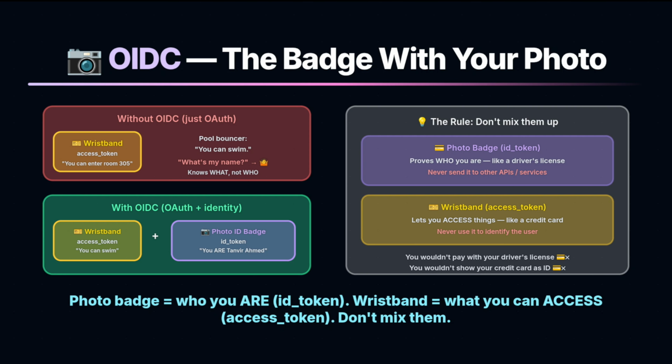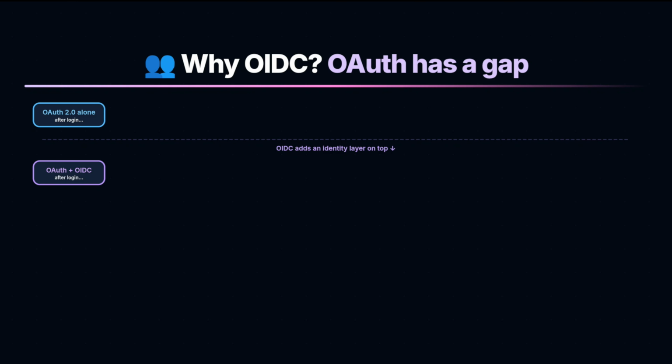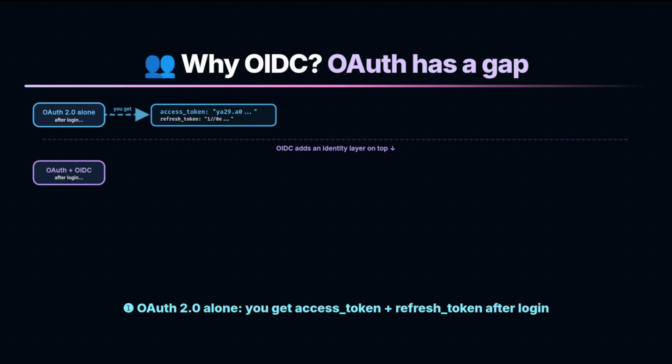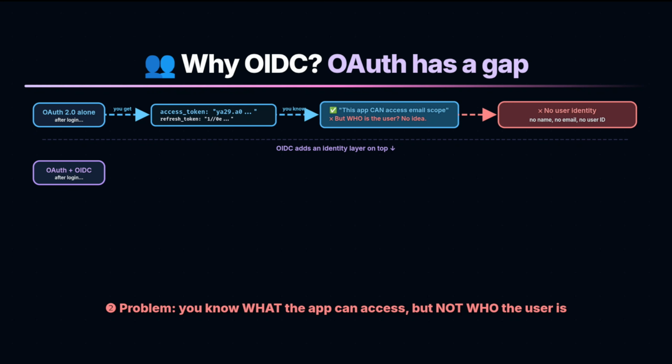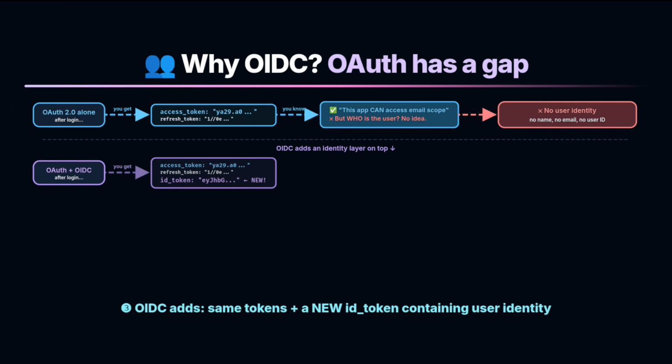How does it work technically? After OAuth 2.0, you log in and you get an access token. You know the app is allowed to access the user's email scope, but you don't know the user's name, anything about their identity. The access token is just like a permission slip. It says what you can do, but not who you are. OIDC fixes it. It's a thin layer on top of OAuth 2.0, same flow, same redirect, same code exchange. But the token response now includes an extra token that is called the ID token.